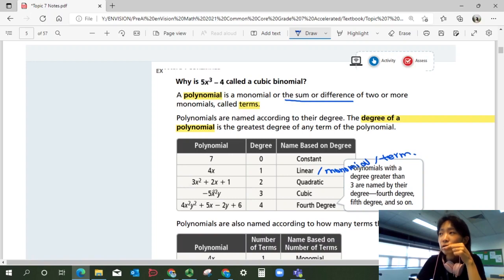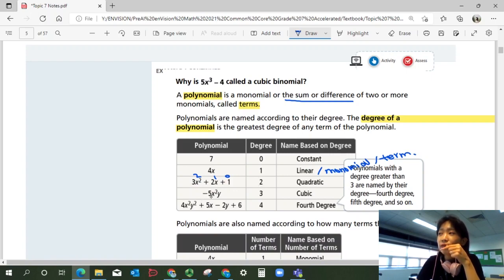Let's look at the third one. 3x squared plus 2x plus 1. That is a polynomial. It has how many different terms? 1, 2, 3 different terms, 3 different monomials. And the degree of the polynomial is 2 because each monomial will have a degree of 2, 1, and 0. The greatest degree is 2. Okay? And the name based on degree, the polynomial that has a degree of 2 is called quadratic.